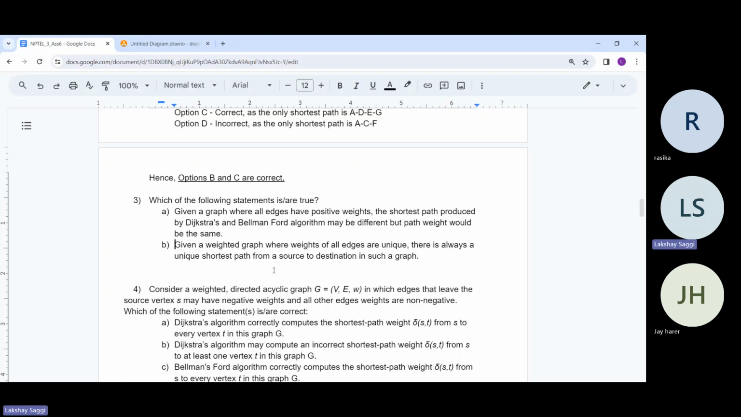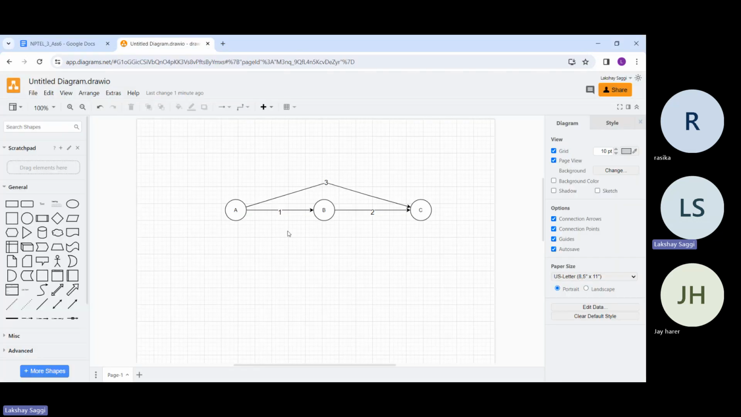And from the same example, the second statement is: given a weighted graph where weights of all edges are unique, there is always a unique shortest path from source to destination. So the second statement says that if the weights for all edges are unique, that is, no two edges have the same weight, then there is always a unique shortest path from source to destination. Actually, this statement is incorrect. And why is it incorrect? It can be seen from this example only.